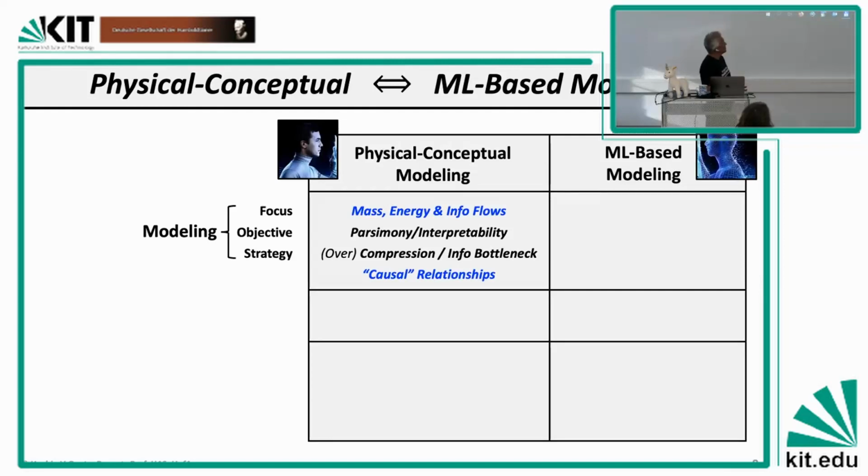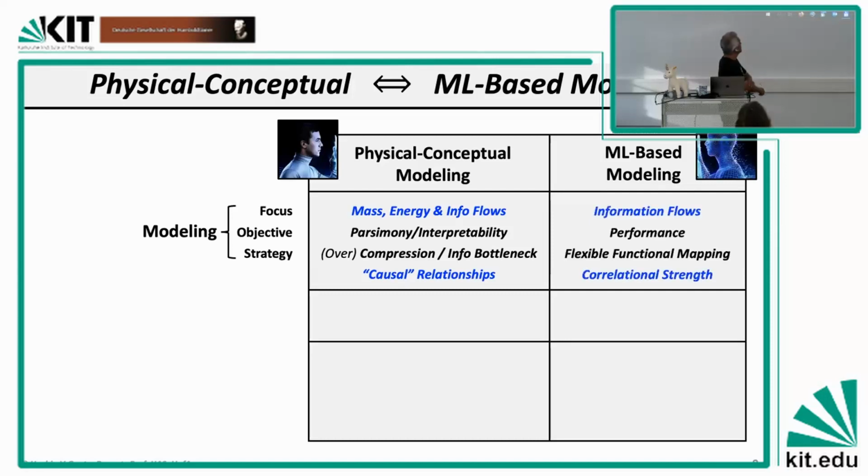In physically based modeling, at least of earth science systems, we're interested in mass, energy, and information flows. We're interested in causal relationships. We want our models to be fairly simple and interpretable. But the net result of that is that they're usually what I call overcompressed. They don't really represent everything that's in the data. You've lost some information. And the way we know that is because when you try to compare them against observations in the real world, they fail to some extent, right? They do okay, but maybe not as well as machine learning models might do.